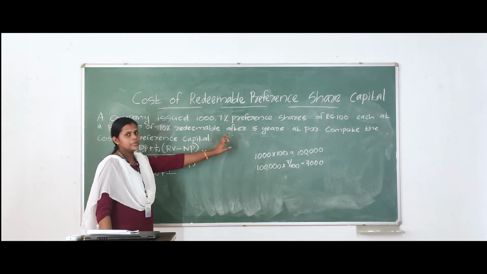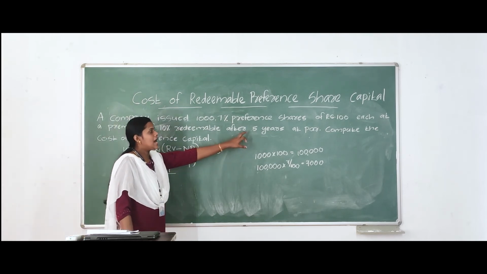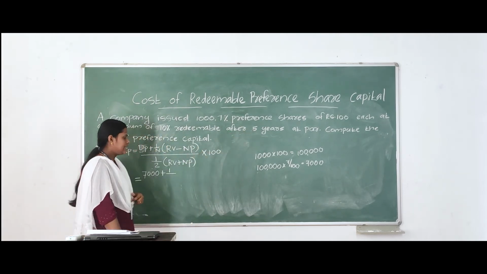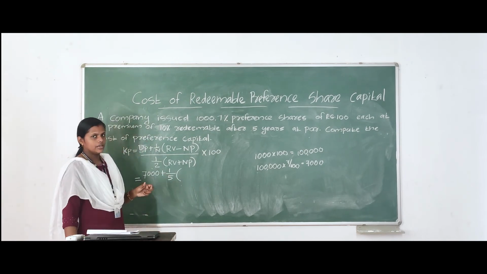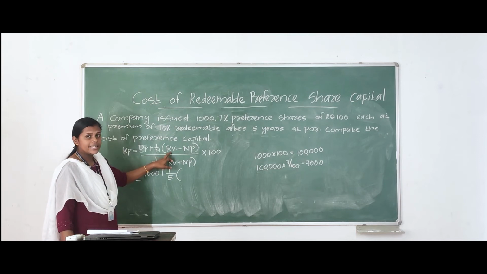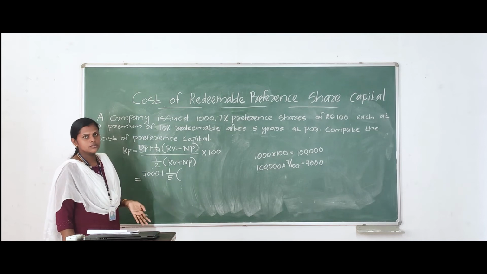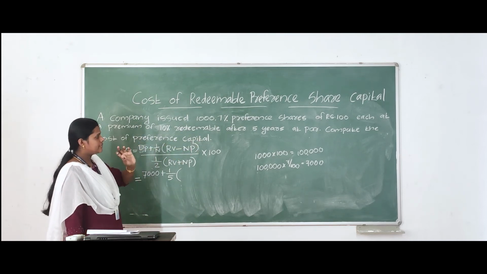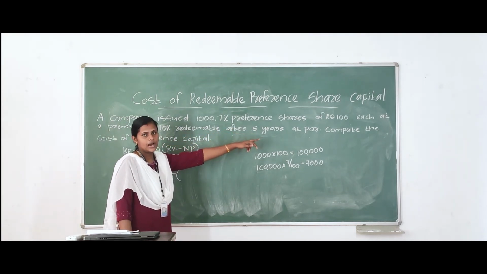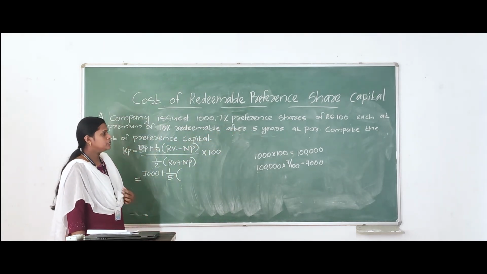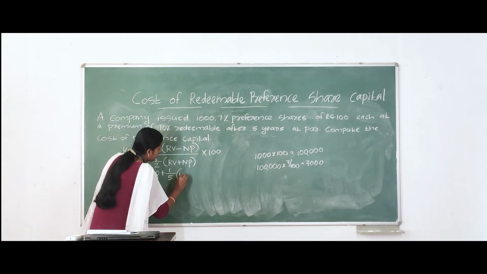Plus 1 by n. n means number of years, that is the amount is paid to preference shareholders after 5 years. So the number of years will be 5, into Rv. Rv means redemption value, the amount paid to preference shareholders after a certain period, here after 5 years. So it is redeemable after 5 years at par. The face value is repaid to preference shareholders. The value is 1 lakh. Redemption value is 1 lakh.